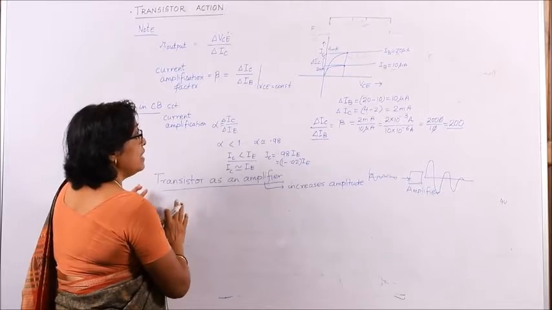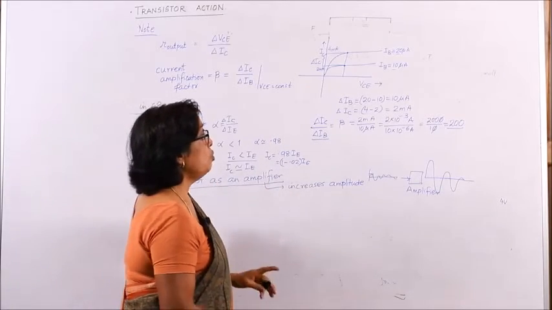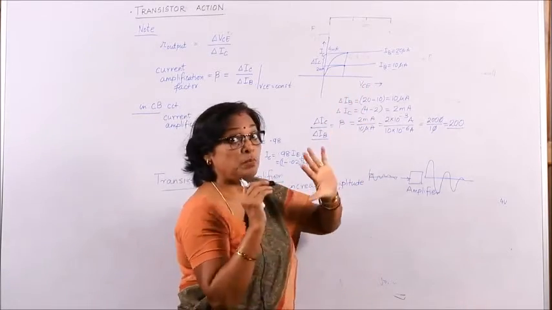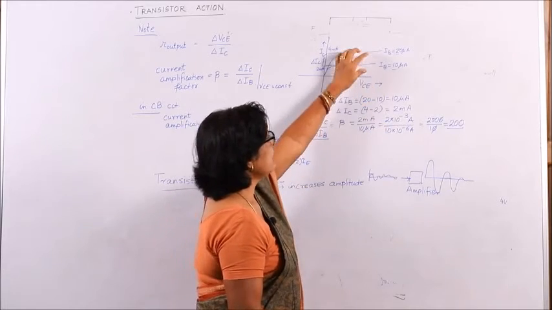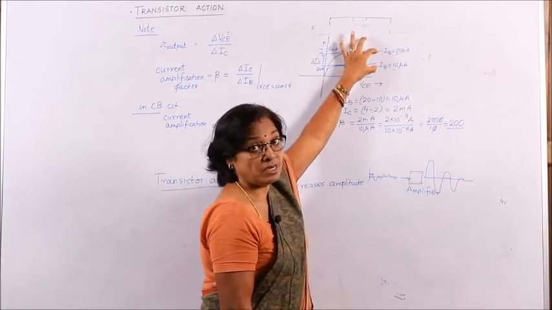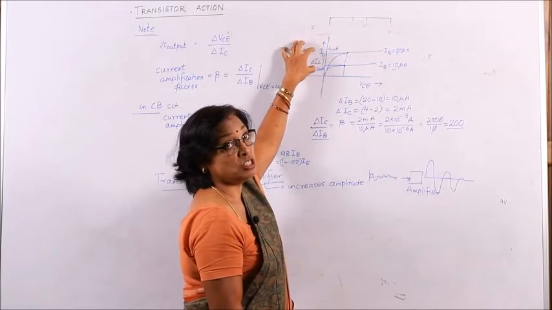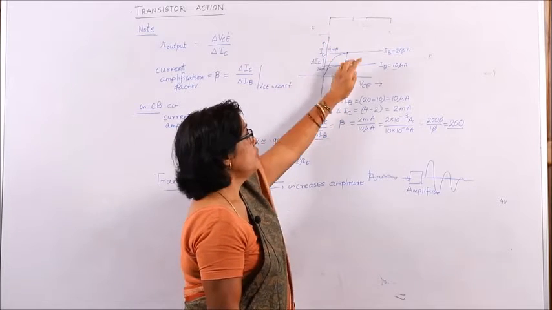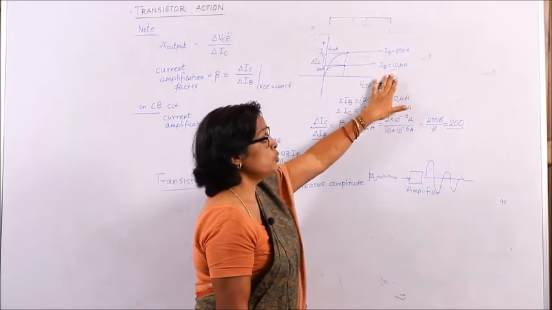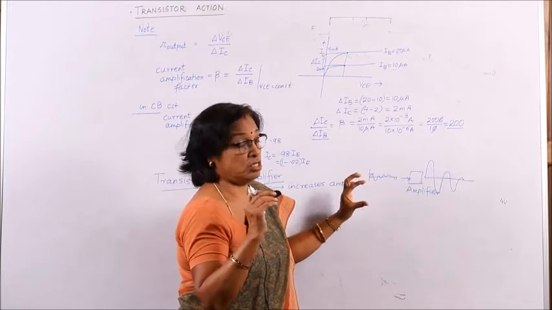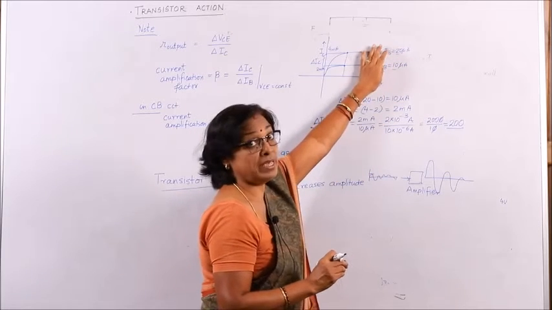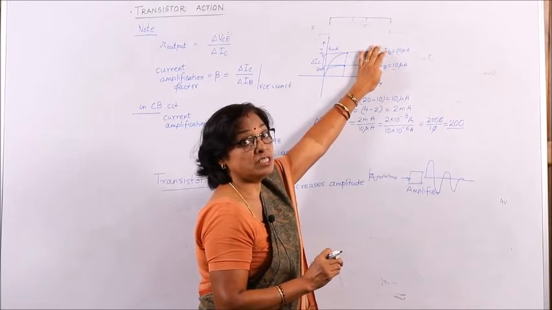Now, for that transistor is used. Why? See, the property of transistor which makes it suitable for amplification is that for a small change in base current, there will be a large change in collector current. Now, if I connect my input, the signal to be amplified, which has a small amplitude, to the base circuit, then the base current will change.